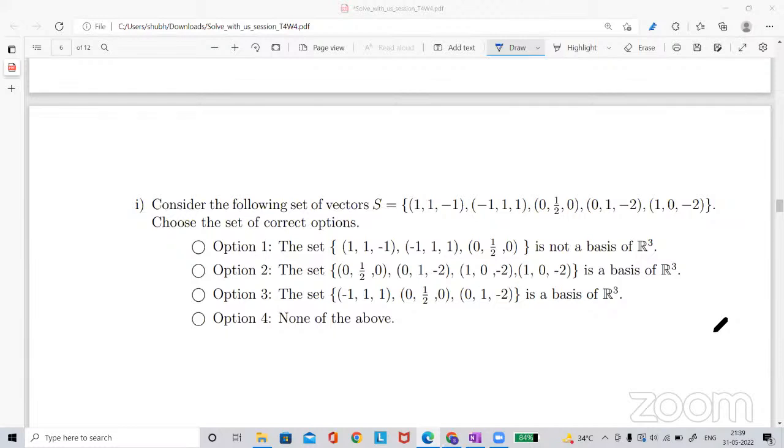I was saying that in terms of maximal linearly independent set or minimal spanning set, option 1 is not linearly independent, so it will not give a maximal linearly independent set. So it will not form a basis. And similarly in option 3, it is linearly independent, so it will be a maximal linearly independent set, so it forms a basis. Anyone else can also answer.